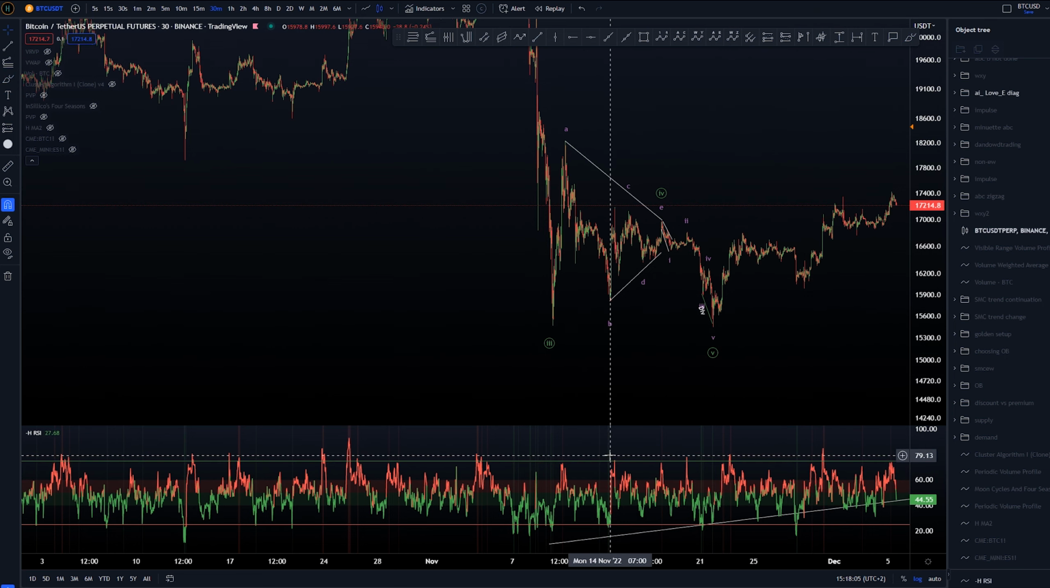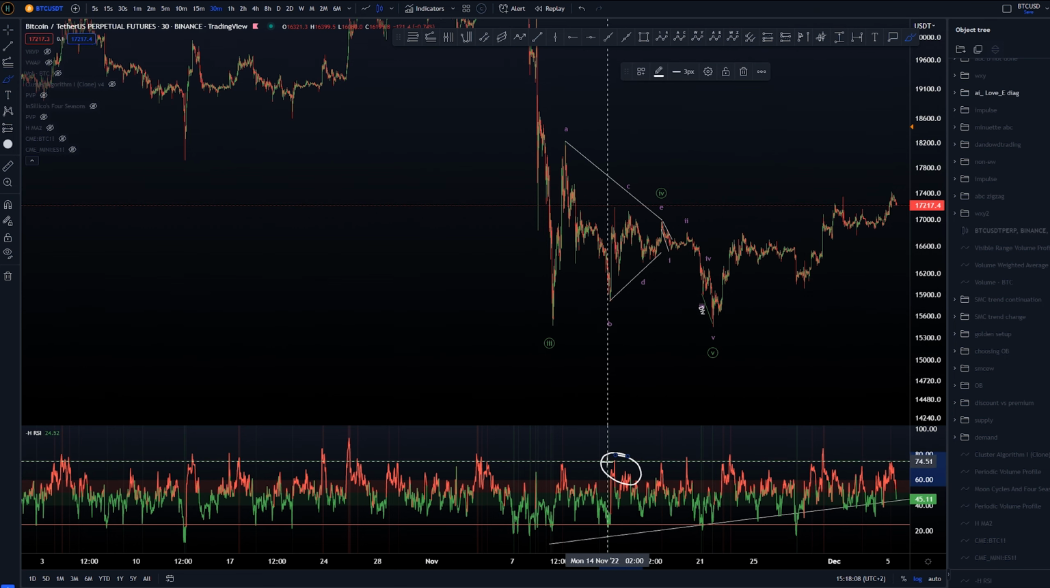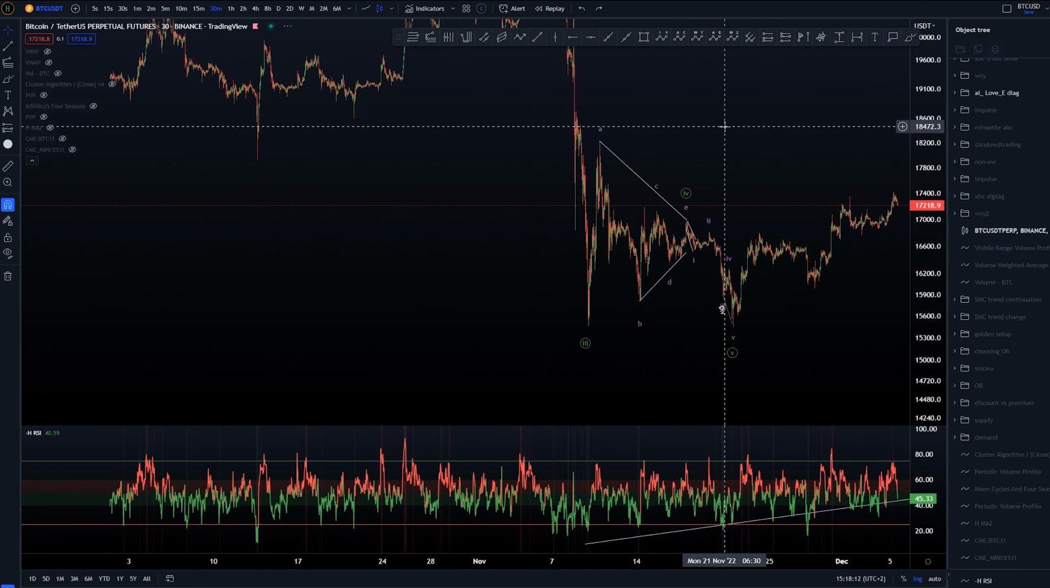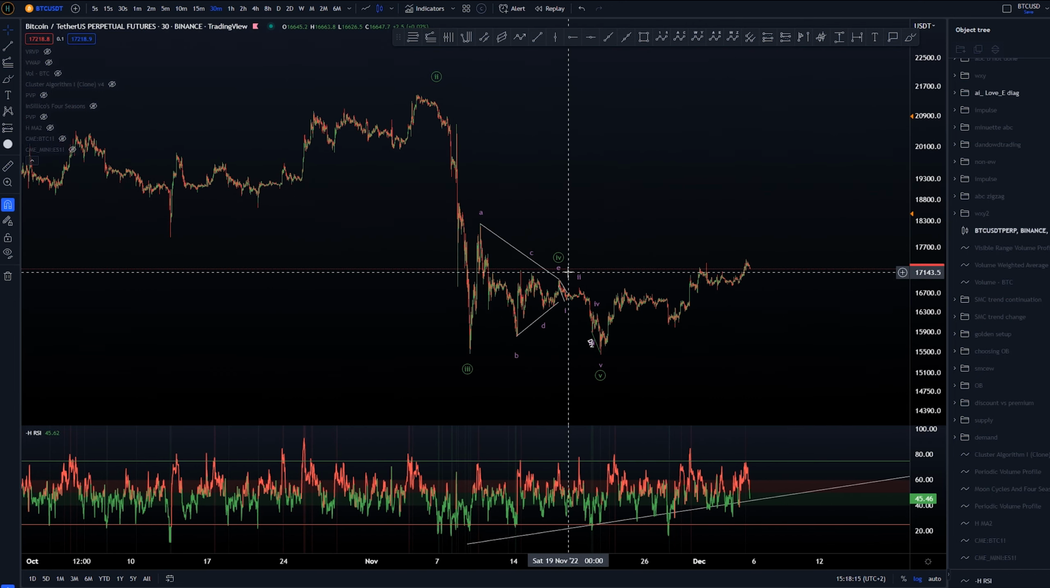On 30 minutes, again, these second structure highs are higher than the previous ones. So again, that's the reason why I did not really prefer this. But I just wanted to show you this as well.